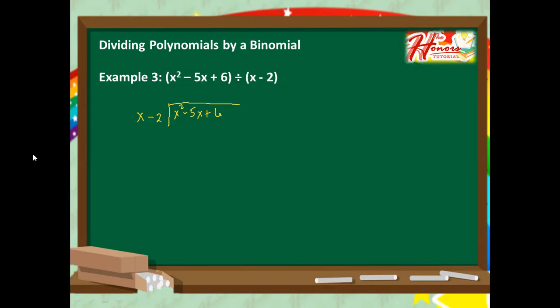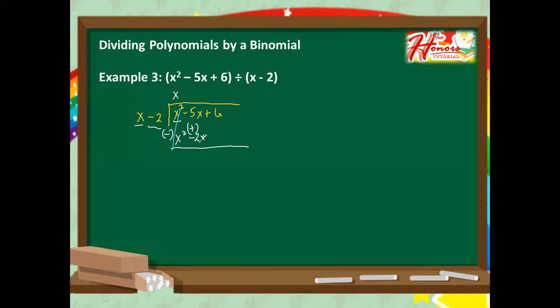And then divide. X squared divided by x, that's x. X times x is x squared. X times negative 2. You have to include the sign. So x times negative 2 is negative 2x. And then, don't forget to change the sign of your second or numbers below the first given. So positive, it will become negative. Negative will become positive. So x squared minus x squared cancel.